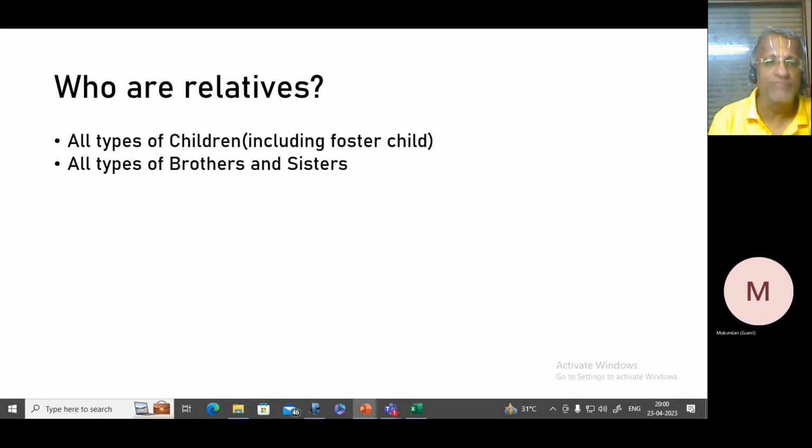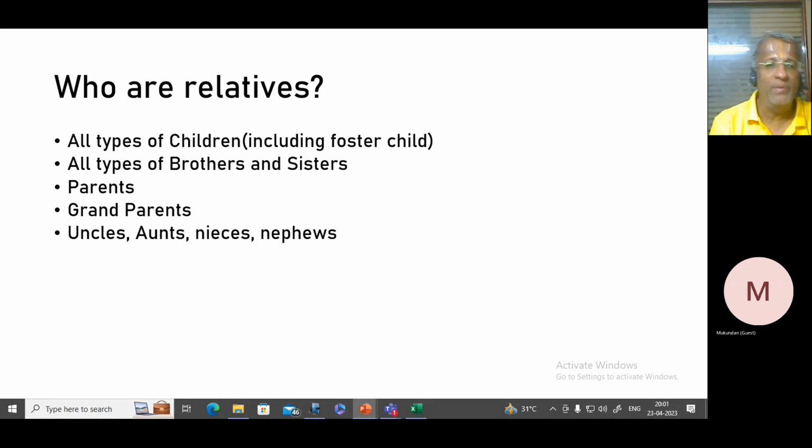So all types of children, all types of brothers and sisters, as I have already conveyed. So it is half brother, half sister, step brother, step sister, and biological brothers and sisters, all to be considered there. Parents, generally they write as not relatives, they come under a special category. Even though it is stated like that, I am sticking it up here. Parents, grandparents, uncles, aunts, nieces, nephews, and in-laws, and all the spouses for them and descendants for them will also be included. Grandchildren too, and of course, we do have an exception.